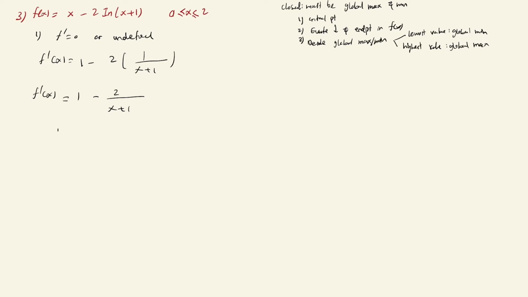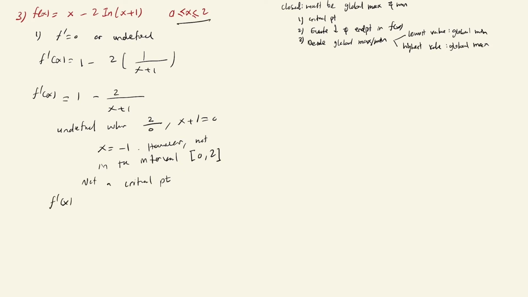Now, notice this function is undefined when we have 2 over 0. So when the bottom term is equal to 0, that is when x equal to -1. Notice here, x equal to -1 is not in the interval given. Our interval is only from 0 to 2. Therefore, x equal to -1 is not considered to be a critical point.